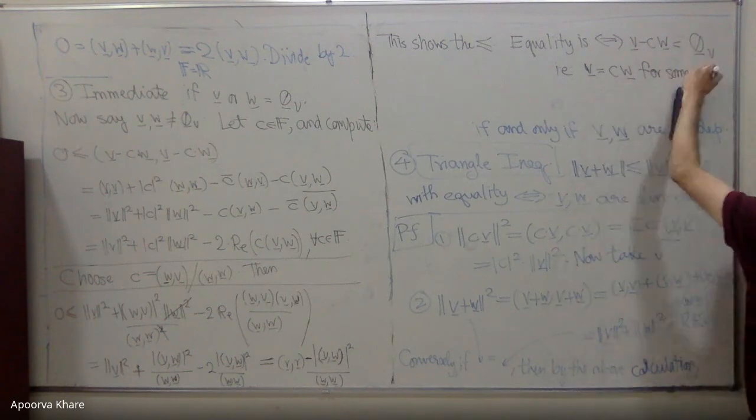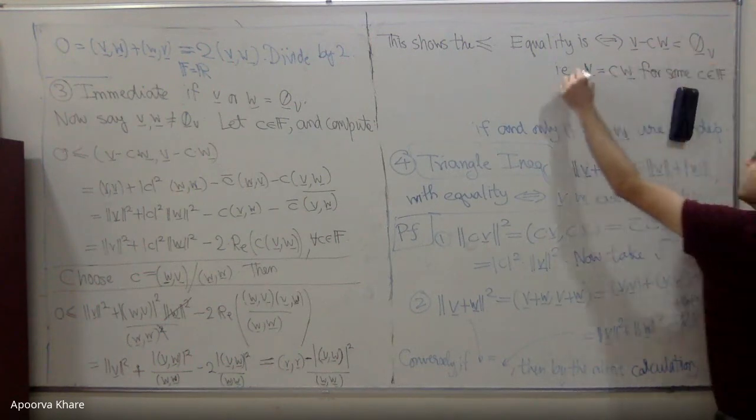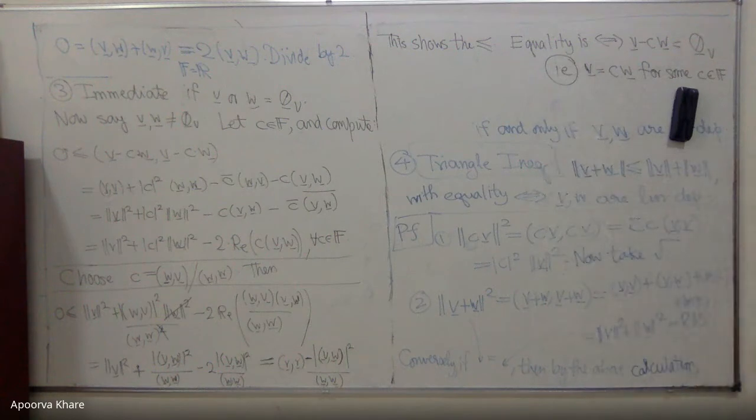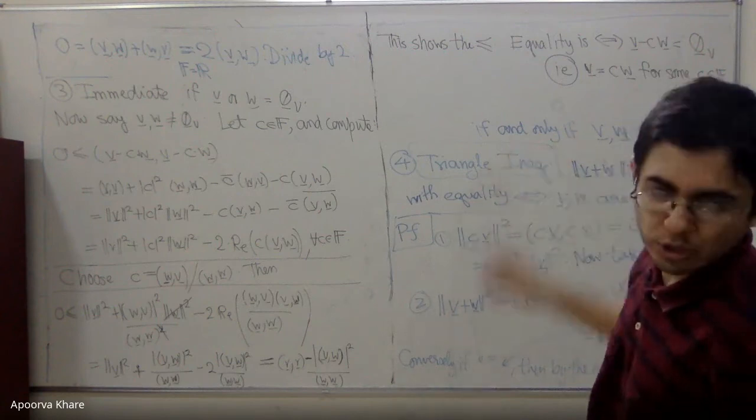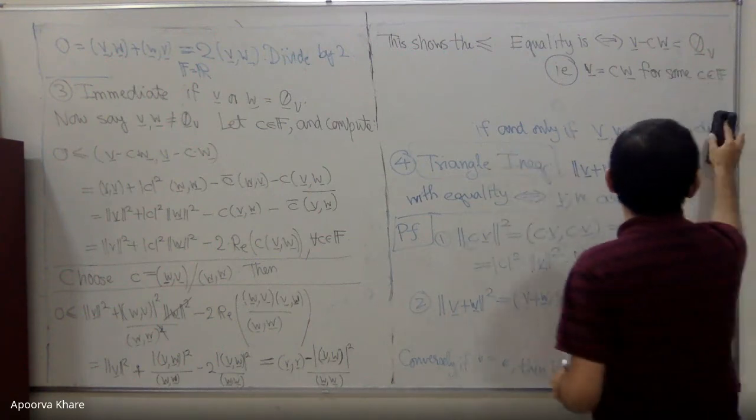You can check it, by the way. So this part, I only proved one implication. If this happens, then that is true. But conversely, if this happens for any arbitrary C, then that C must be that. Well, then Cauchy-Schwarz holds with equality. Fine. So that is that.